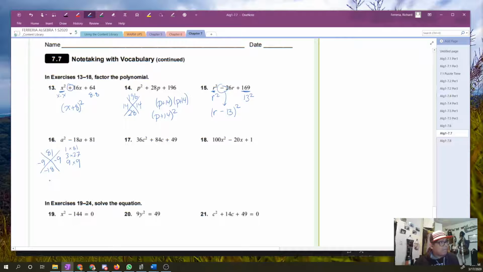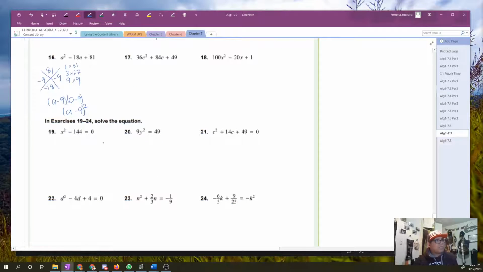And then when we factor that, that's going to be an a minus 9 and another a minus 9. That's a minus 9 whole guy squared. Okay? That's lovely. Let's move on.